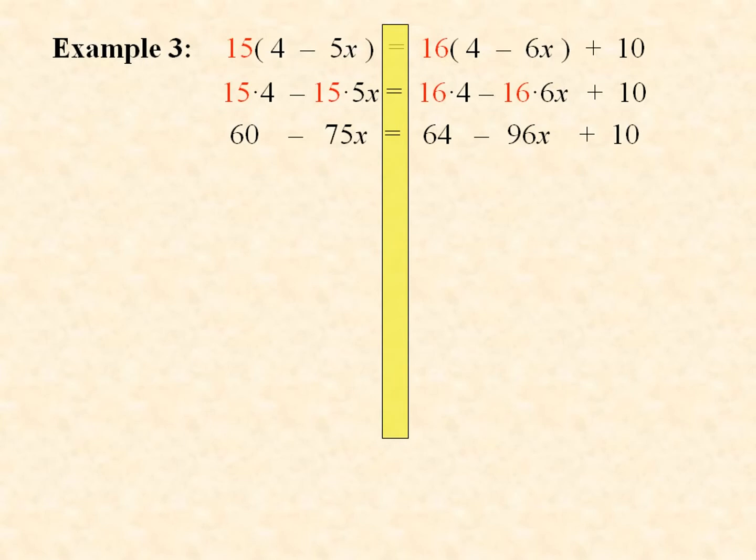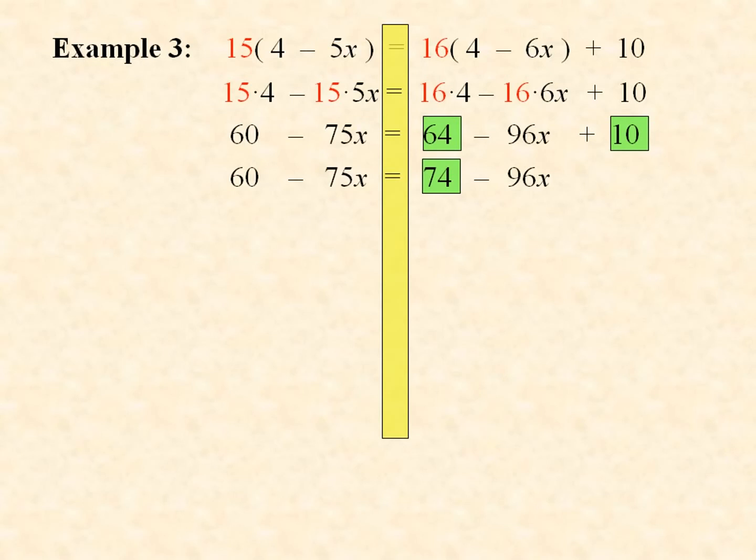That's the first step. Now we look for like terms. We do have like terms on the right side, the 64 and the 10. So we add those, and the right side becomes 74 minus 96x. That was our second step.